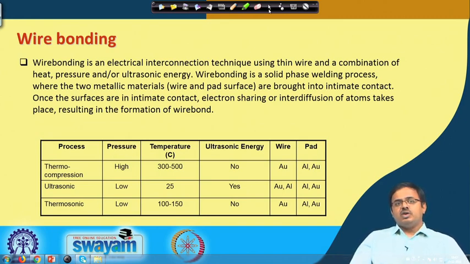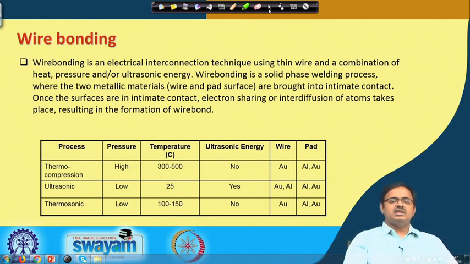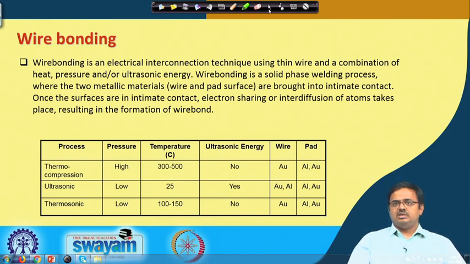The next thing is thermosonic bonding, which is that ultrasound is not easy. So, you do not need an ultrasound energy source, but you need some kind of vibrations at reasonable frequencies. And you need to simultaneously apply some heat, not up to the range of thermocompression bonding, but around 100 to 150 degrees C.